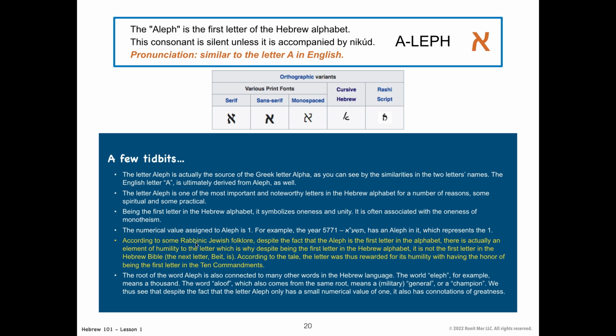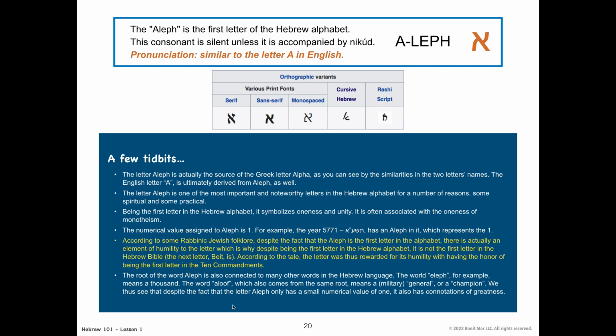According to some rabbinic Jewish folklore, despite the fact that Aleph is the first letter in the alphabet, there is actually an element of humility to the letter, which is why it is not the first letter in the Hebrew Bible. The next letter, Beyt, is. According to the tale, the letter was thus rewarded for its humility with the honor of being the first letter in the Ten Commandments.